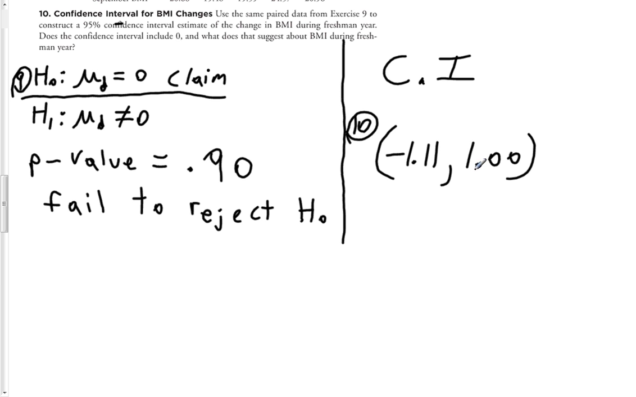And this interval does contain 0 because there's a negative number for the left endpoint and a positive number for the right endpoint. Because this interval includes 0, that means that 0 cannot be thrown out as a possible mean difference, which means there could possibly be no difference in the body mass index in April versus September of the freshman year.